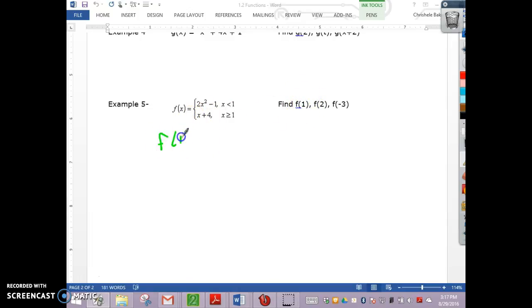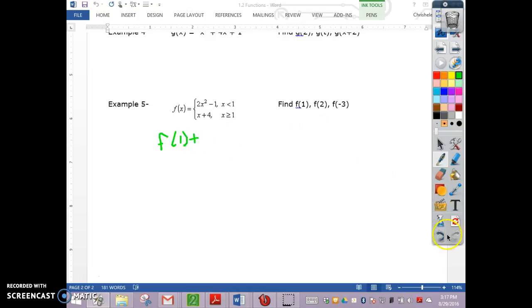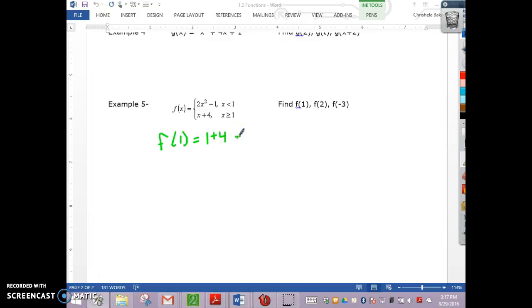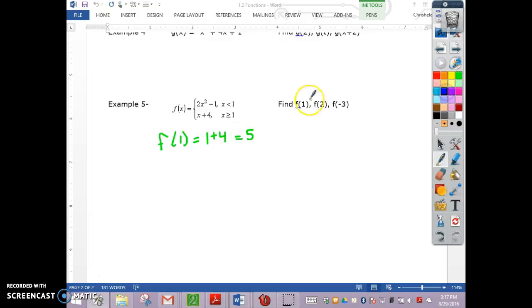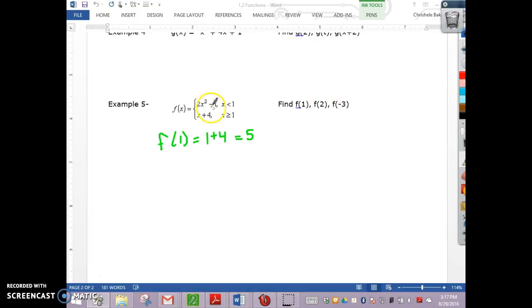So I'm only going to plug 1 in to the bottom function. So f of 1 is 1 plus 4. Same thing with 2. Is 2 less than 1 or is 2 greater than or equal to 1? It is greater than or equal to 1. So I'm going to plug into the bottom equation.